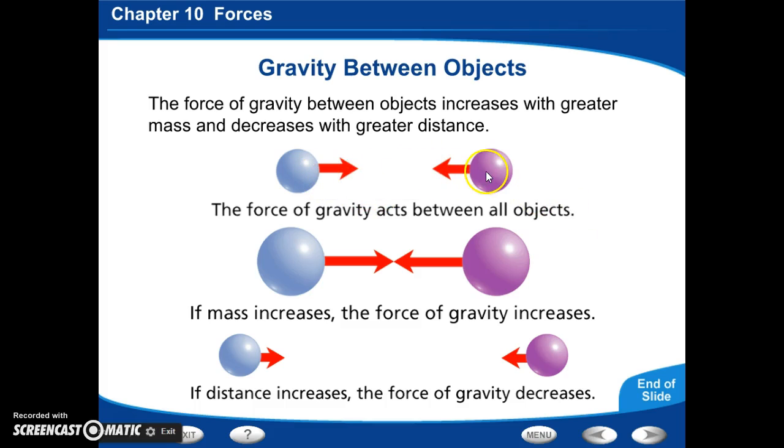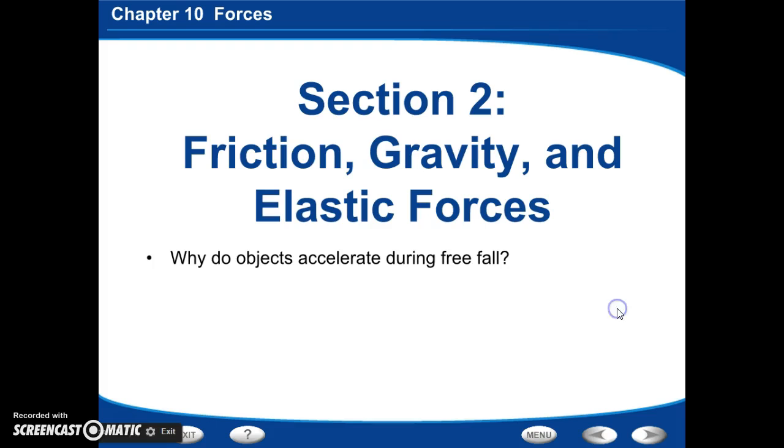So if I have two objects here and they're fairly small, then they're not going to have as much gravitational pull as if you have two larger objects the same distance away. The larger the object, the more mass it has, the more gravitational force occurs between the two. If you have two small objects and they're further away, they do have a gravitational attraction, but because they're further away, the gravitational attraction is not as much.